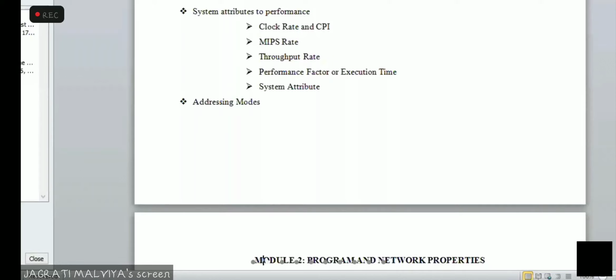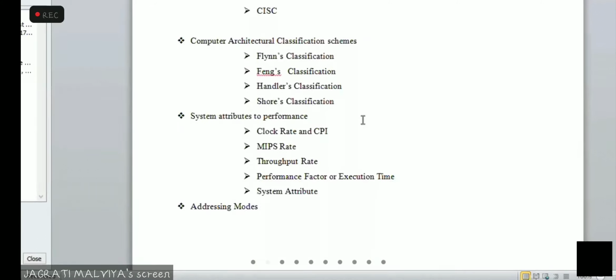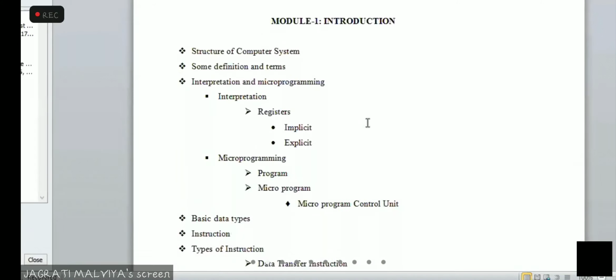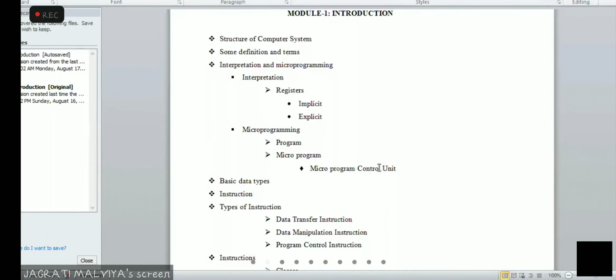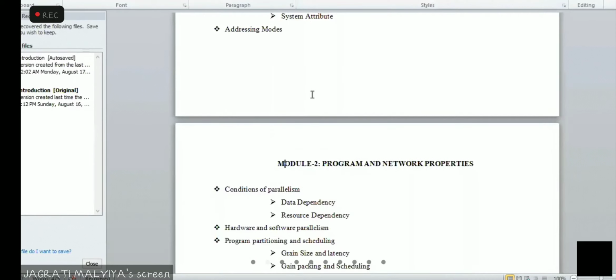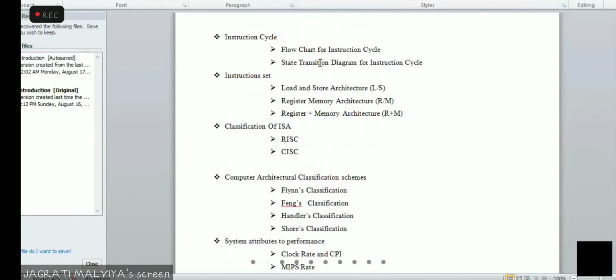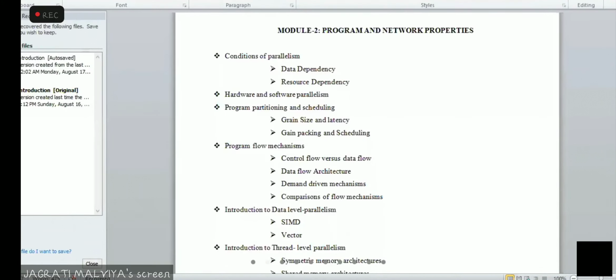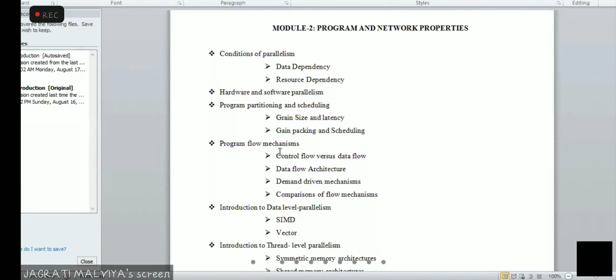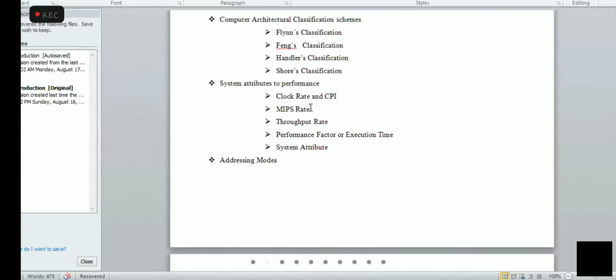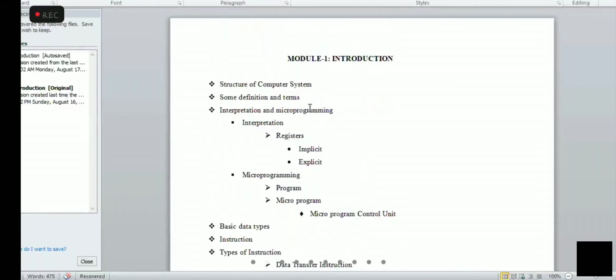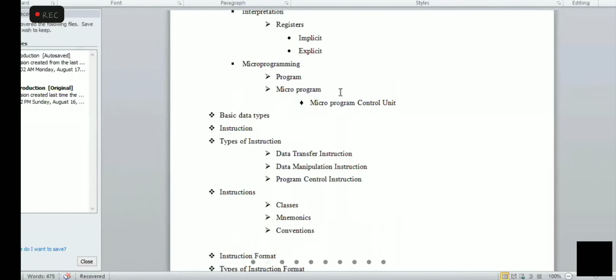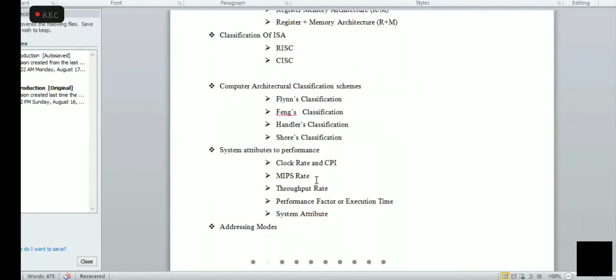So these are the first module topics and subtopics, and many more subtopics are not covered in this file. We will discuss them in parallel when we discuss the topic. Now, next module is module 2, program and network properties. Module 1 has some topics you already learned in last semester, the 5th semester in COW. So this module is not new for you, I think.